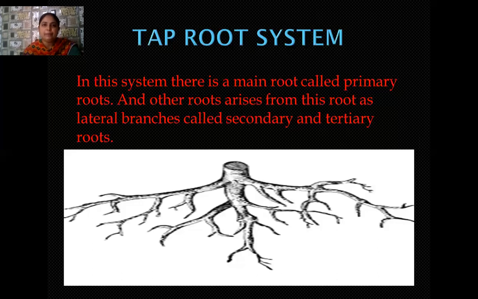So here in the taproot system, always a main root, that is the primary root, is visible, and other roots, whether secondary or tertiary, arise from the primary root. This type of root system is generally found in case of dicot plants. For example, the peepal tree. We have seen in this peepal tree, sometimes the roots come out from the surface of the soil. So always one main root, that is the primary root, is visible to us, and other roots which may be secondary or tertiary are generally found arising from the base of the primary root as lateral branches.